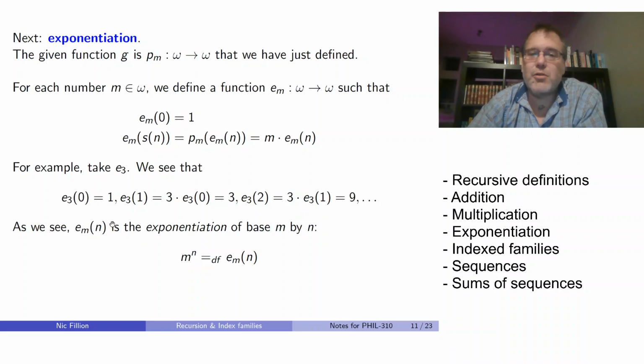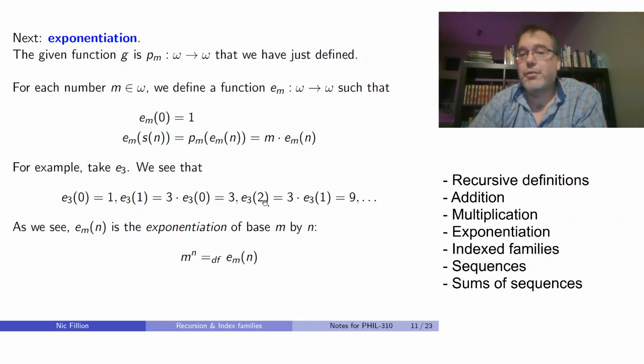Okay, so again, if you take E sub 3, which means 3 to the power something, well, 3 to the power 0 is 1 by the seed value. 3 to the power of 1, well, 1 is the successor of 0, so that means that we get 3 times 3 to the 0. Oh, that's what's written here, right? 3 times 3 to the 0. Now we've already calculated 3 to the 0, it's 1. So 3 times 1 equals 3.